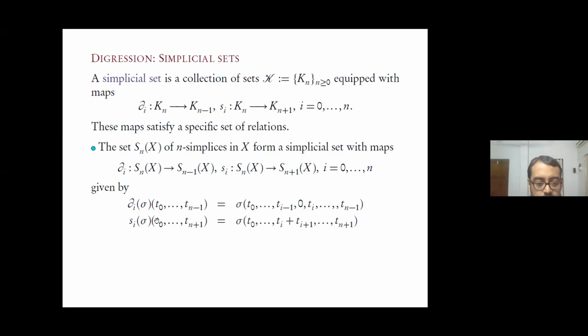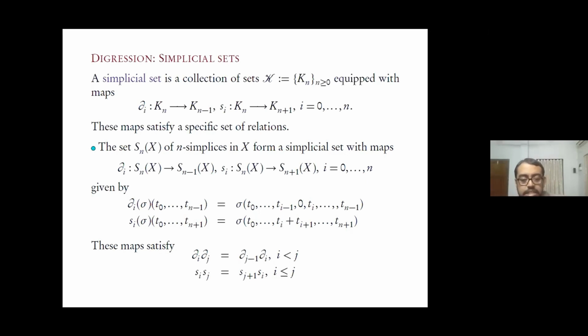So si of sigma acting on t0 up to t n plus 1 will be sigma of everything else, but in the ith stage, you just add these two coordinates. If you do it, for example, in a 2 simplex, you can either add t0 with t1 or t1 with t2, so you get two maps. So you get these del i's and si's. These are not just maps that you can think about in terms of formulas. These are actual maps obtained from the combinatorics of the simplex, and these satisfy these relations. That is something you can check.